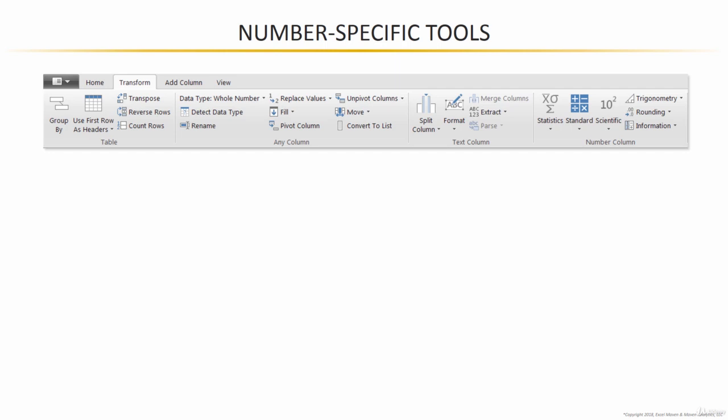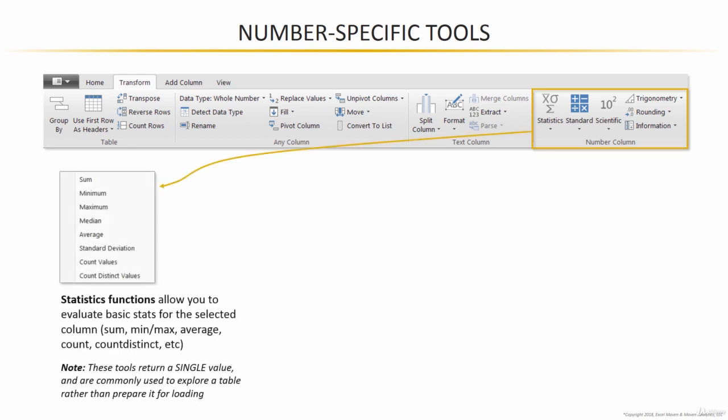All right, moving right along. Next up, we have our number specific tools. So back to that transform tab in our query editor. Assuming we have a numerical column selected, you'll see a group of number specific tools active that look like this. And the first option within those number tools are the statistics functions.